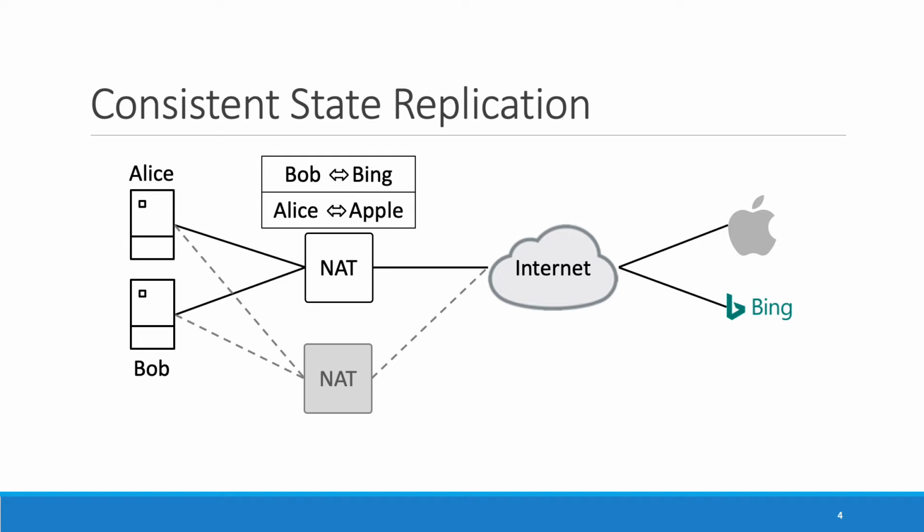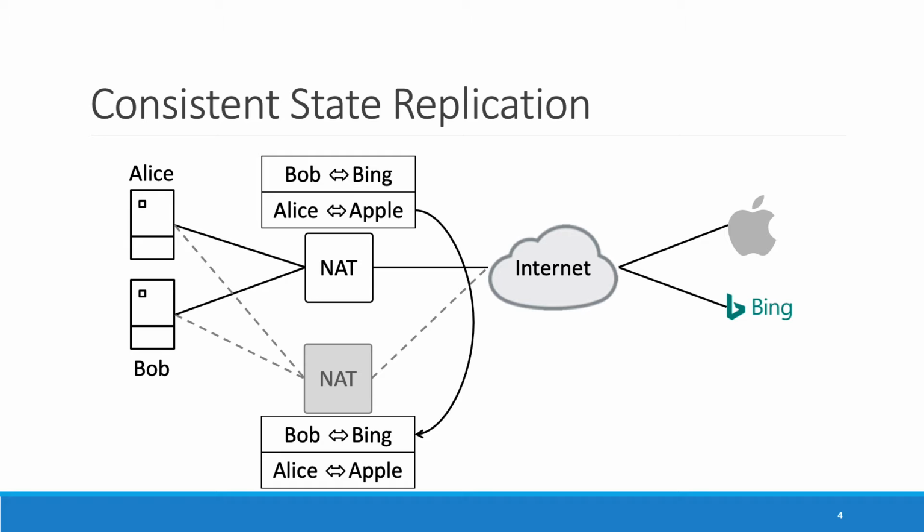Providing fault tolerance for middleboxes is challenging because the state must be replicated consistently. If the state becomes inconsistent, middleboxes can drop connections, route traffic to wrong destinations, or even cause outages. In this example, Alice's connection is dropped due to inconsistent replication.